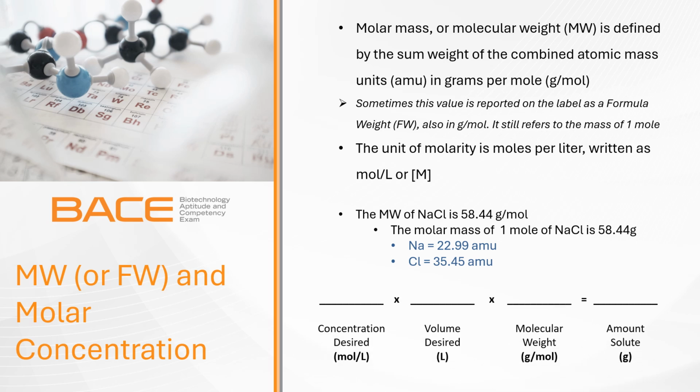The equation to use here is concentration desired in moles per liter times volume desired times molecular weight in grams per mole, giving us the mass of solute in grams as the moles and volume units cancel out.